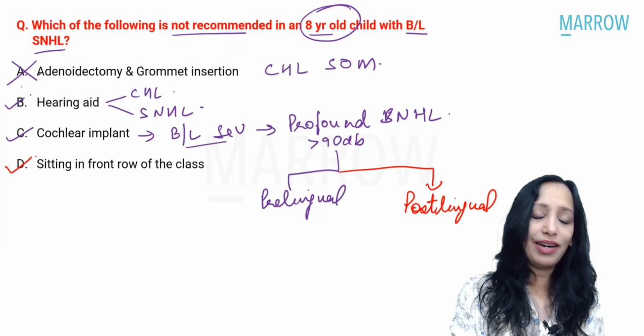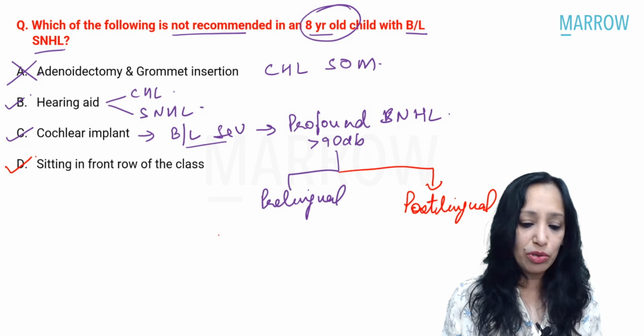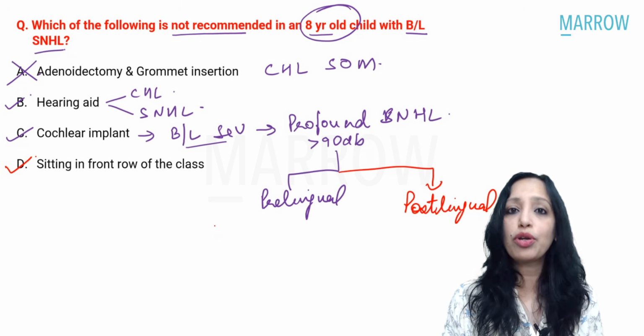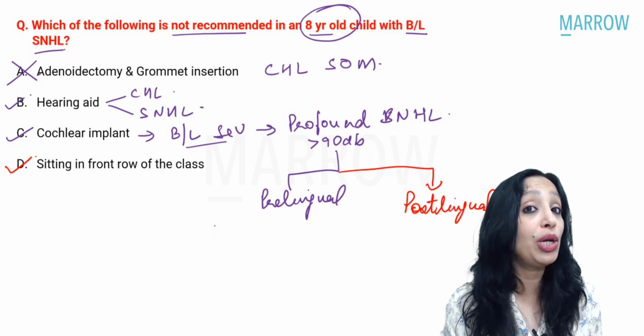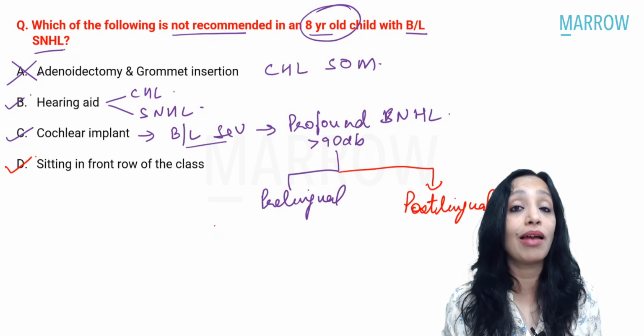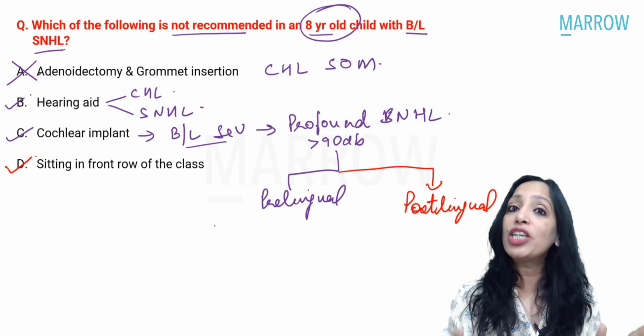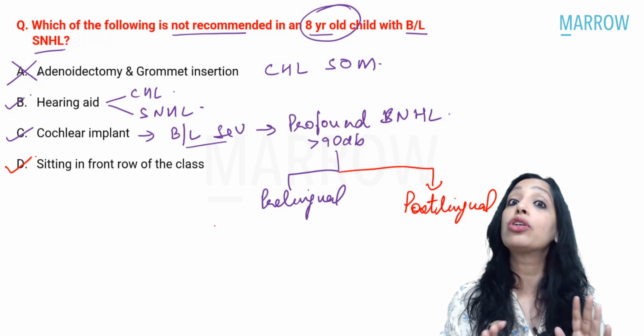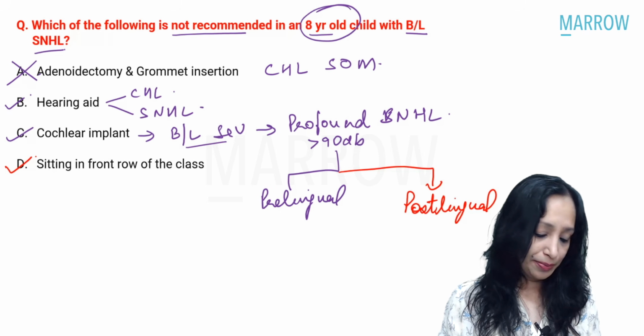So not recommended is adenoidectomy with grommet. And that was a very straightforward question. Even if you did not know the rest of the things, you definitely know that adenoidectomy with grommet is done in serous otitis media, which leads to conductive hearing loss, not sensorineural hearing loss, right?